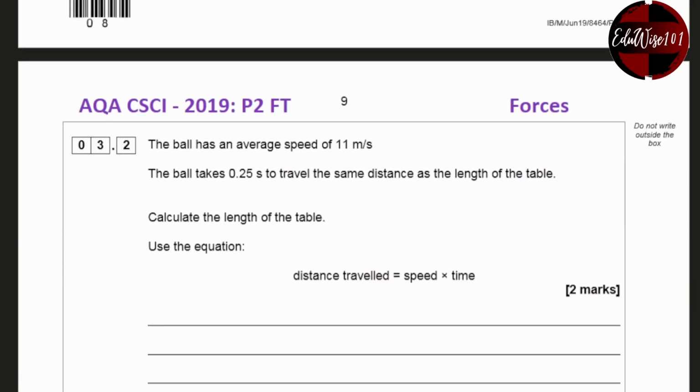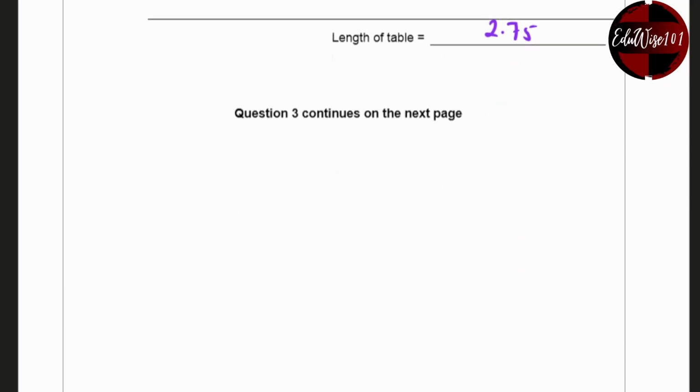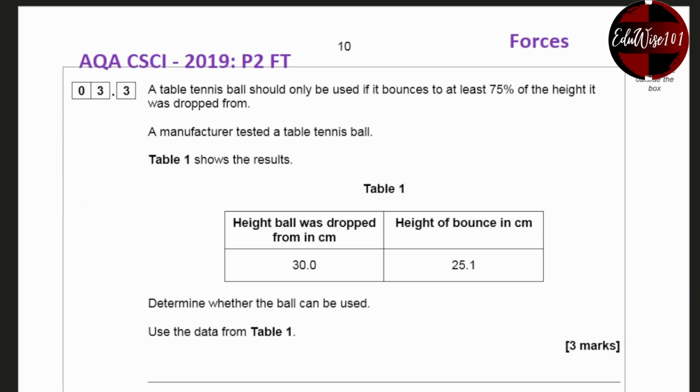The ball has an average speed of 11 meters per second. The ball takes 0.25 seconds to travel the same distance as the length of the table. Calculate the length of the table. So the distance traveled is the speed, which is 11, times 0.25. That gives us 2.75 meters. Next question.